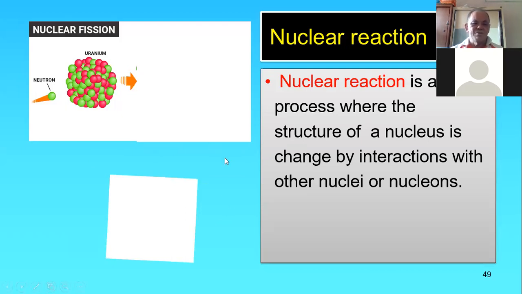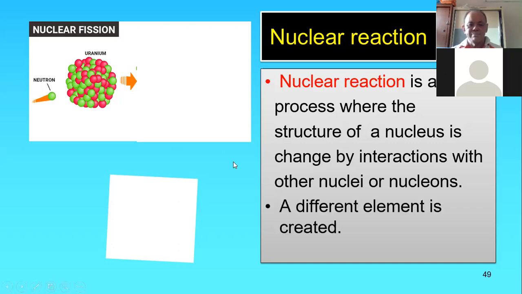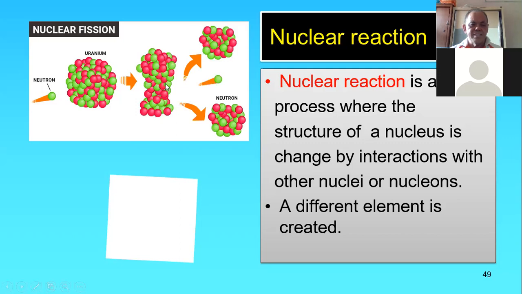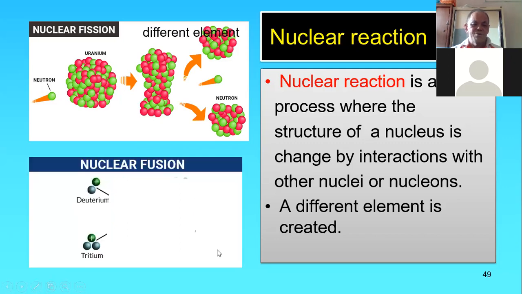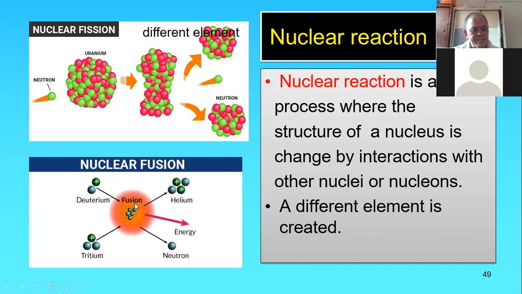For example, nuclear fission: you have a neutron, we send it to the uranium, and it enters there and breaks into two smaller ones, and a neutron is released. These two products are different from the original. They are completely different elements. Or we can have fusion. We have tritium and deuterium. We force them to interact, accelerate them together. The resultant is helium and a neutron. These are your products plus energy, because here there will also be energy release.